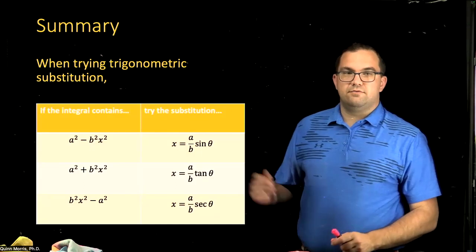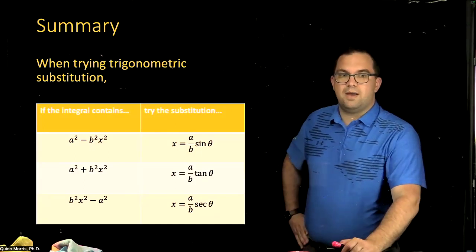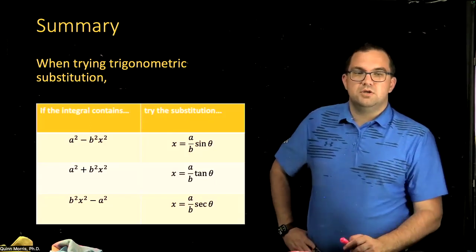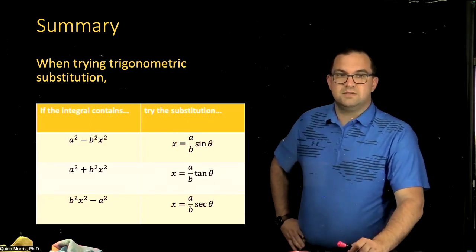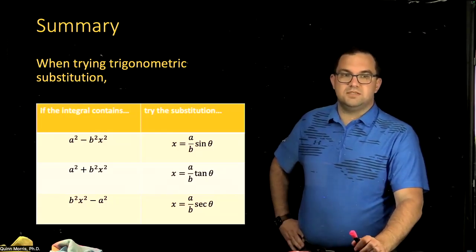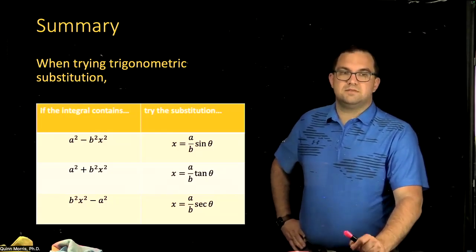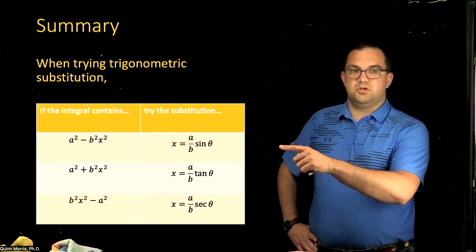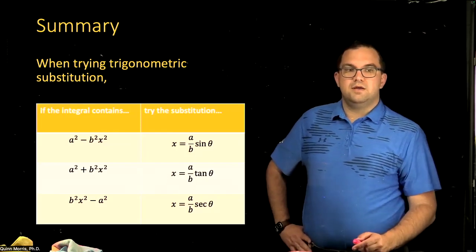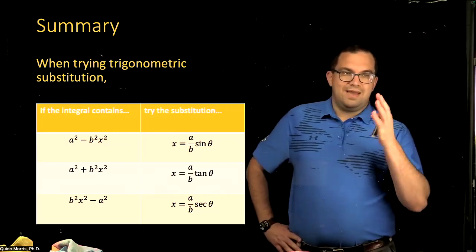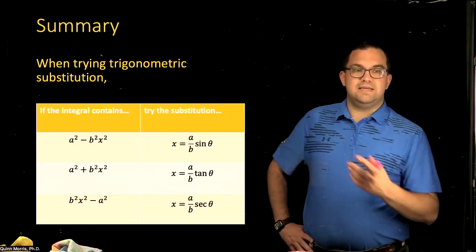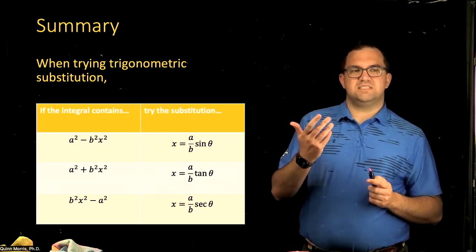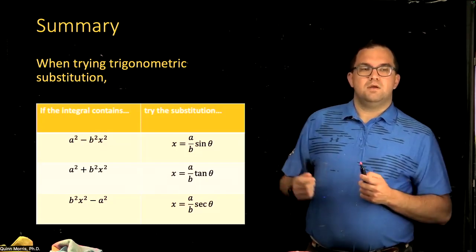So more generally, this table here explains how you might deal with different types of trigonometric substitutions. If your integral contains something like a squared minus b squared times x squared, then you probably want to try a substitution of the form a over b times sine of theta. Now, we haven't been talking about this in terms of a over b's, but these are really just explaining how to pick the right constant out in front of that sine.